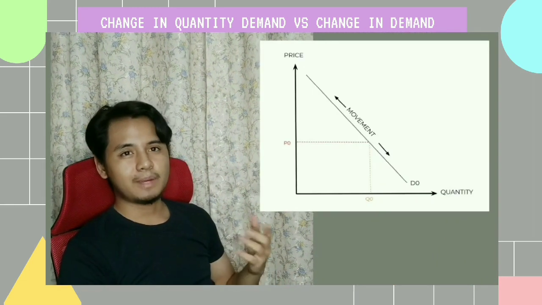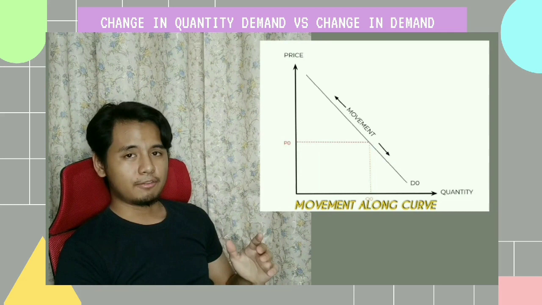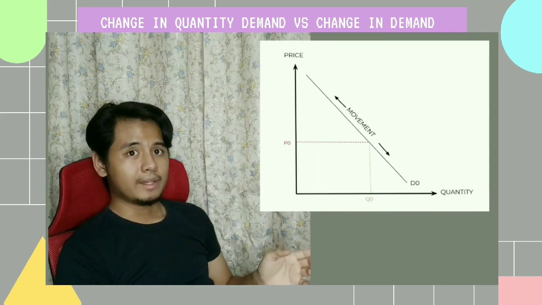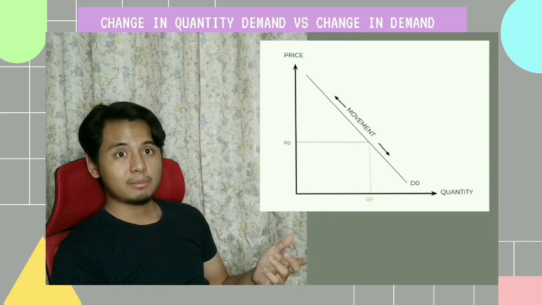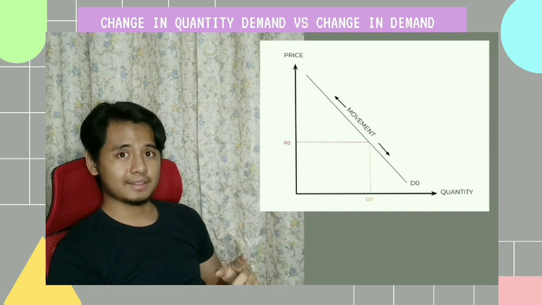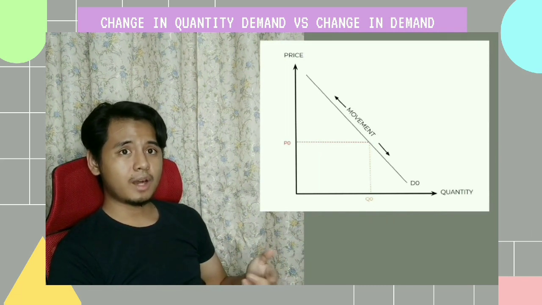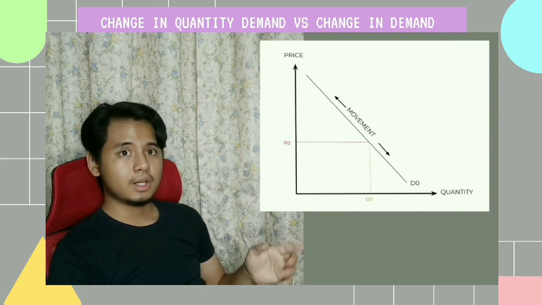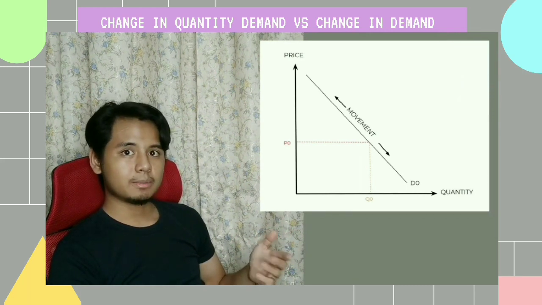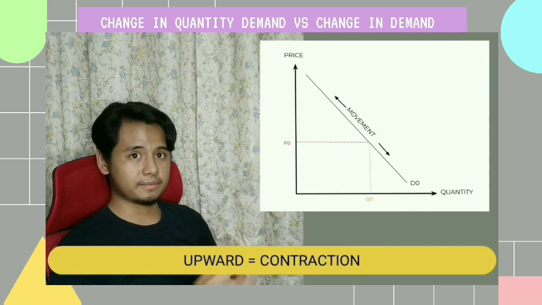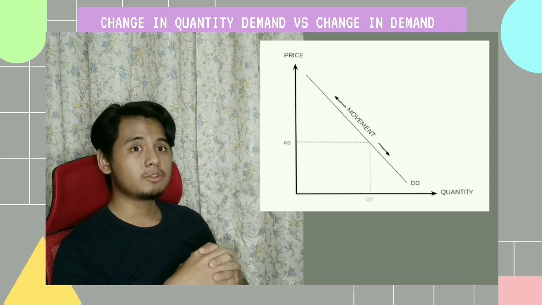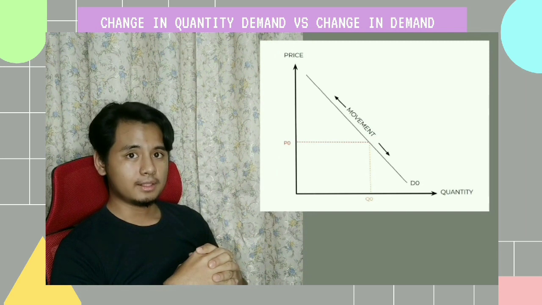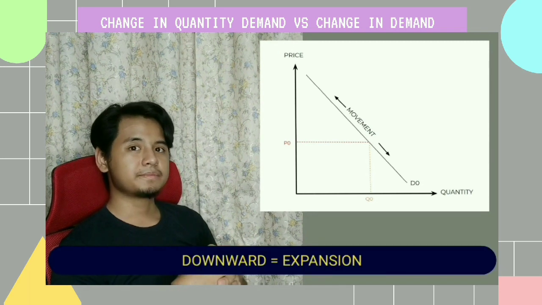As for change in quantity demanded, it is a movement along the graph. It occurs when the price of a product changes but the other factors are constant. The graph will either move upward or downward. The upward movement occurs when there is a decrease in quantity demanded, which is called contraction. The downward movement occurs when there is an increase in quantity demanded, which is called expansion.